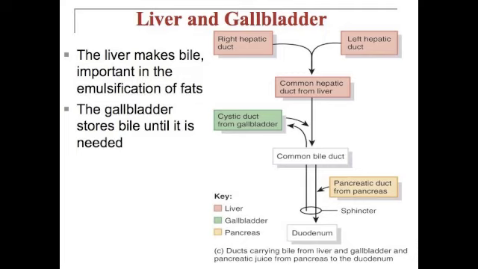So the liver makes bile, and that's important to the emulsification of fats, and the gallbladder stores bile until it's needed. And if we look at the right-hand side of this slide, we can see a flow diagram of how the liver and the gallbladder work in conjunction, and ultimately with the duodenum as well.